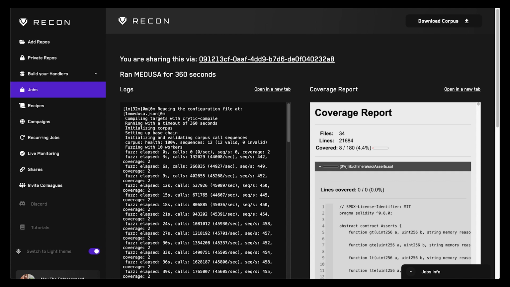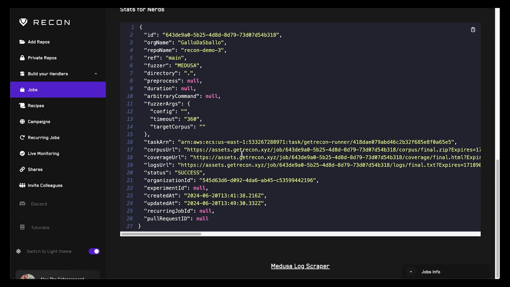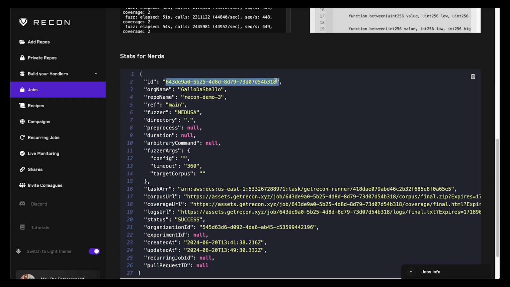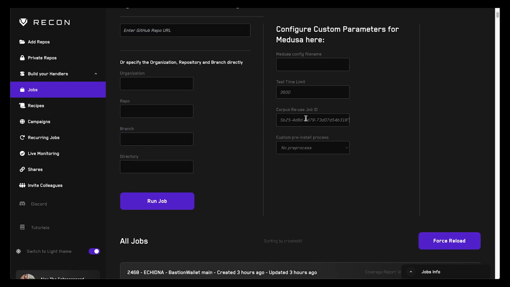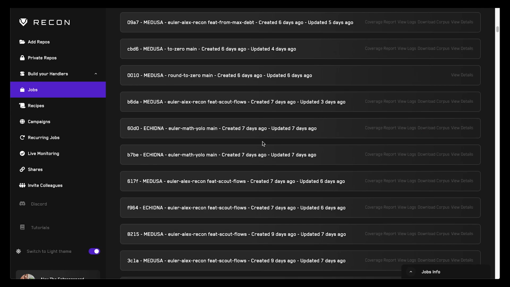And then the way you can reuse corpus with Recon Pro is you basically grab the ID of a job and you go in the jobs page and you just paste it here. By virtue of pasting it here, since you're using it on a job that is compatible, the runner will clone the previous corpus and it will reuse it for the next run, which is how I've done.